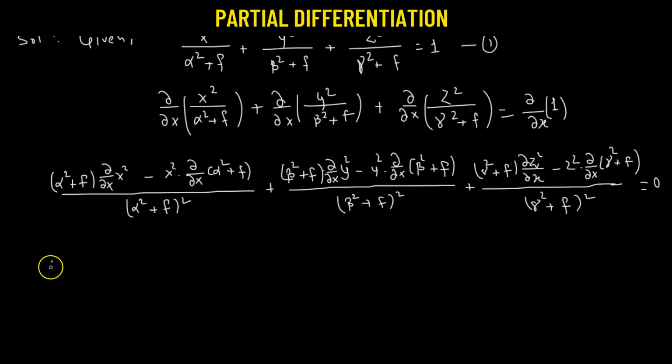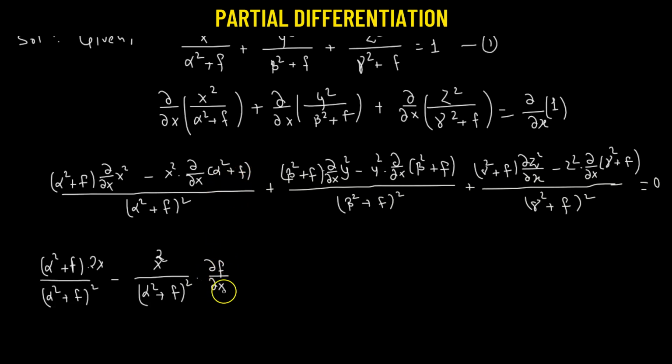Now let's simplify the terms in the numerator of each term. So we have alpha squared plus f multiplied by the partial derivative of x squared, so that will be 2x, divided by the denominator, which is alpha squared plus f whole squared, minus x squared divided by alpha squared plus f whole squared. Now we'll have to take the partial derivative of alpha squared, which is 0, times the partial of f with respect to x. So that will be partial of f with respect to x.